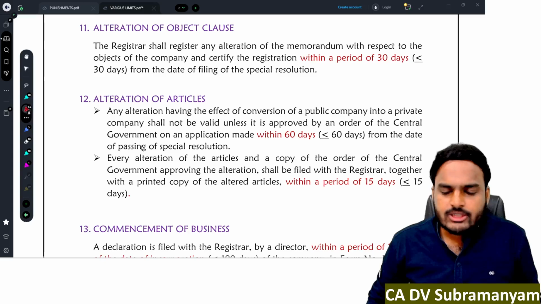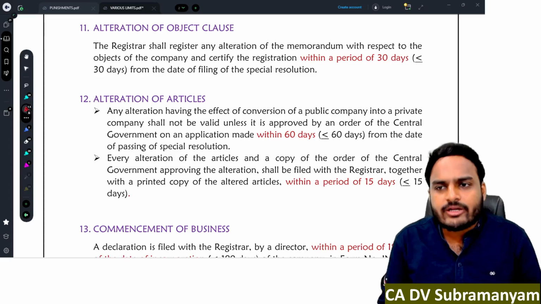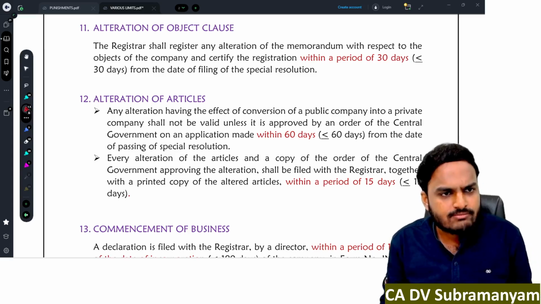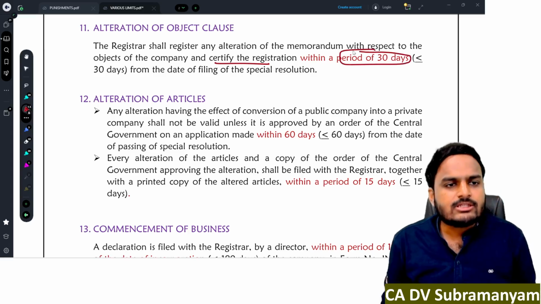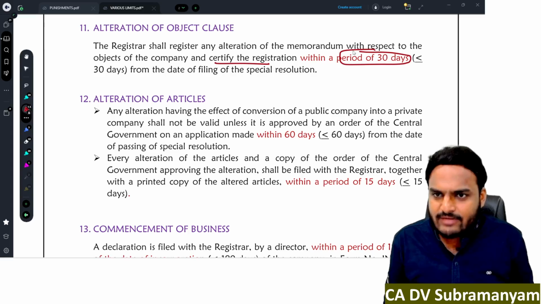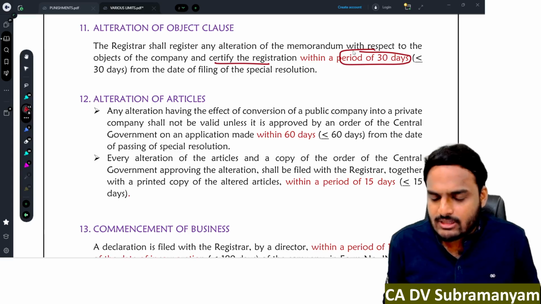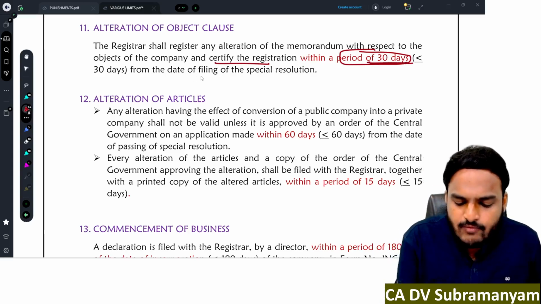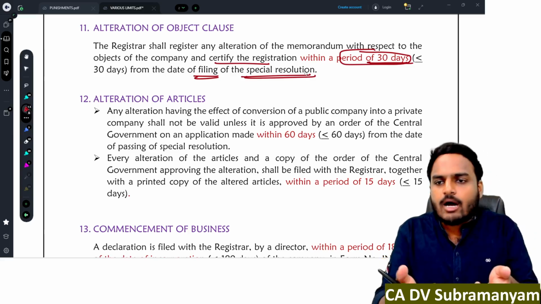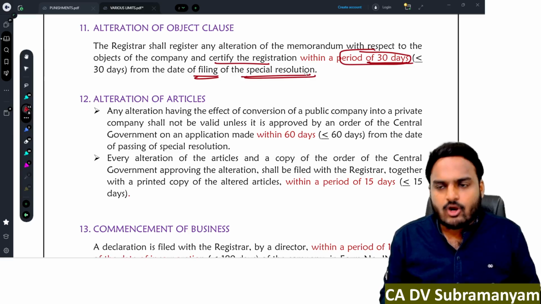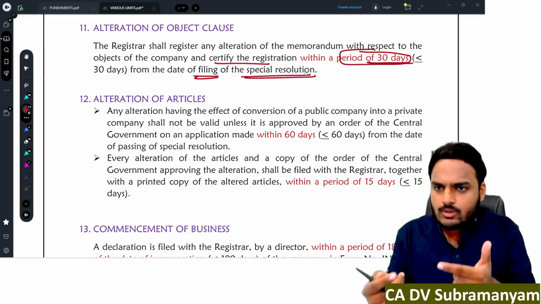Next point, alteration of object clause. The registrar shall register any alteration of the memorandum with respect to the objects of the company and certify the registration within a period of 30 days. So the registrar has to issue a certificate regarding alteration of the object clause of the memorandum of association within a period of 30 days from the date of filing the special resolution. Today the registrar received an application from the company regarding change of objects. Along with the application, yes, a copy of the special resolution was also filed by the company.